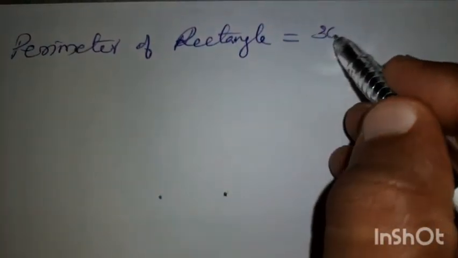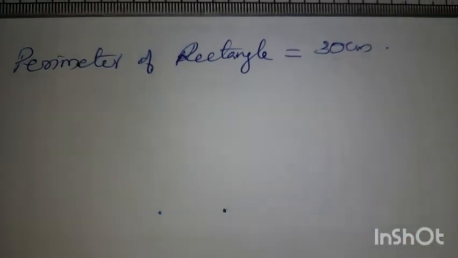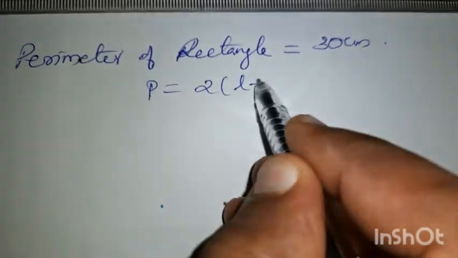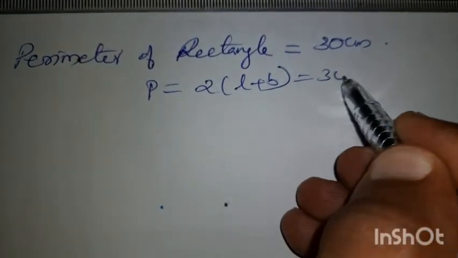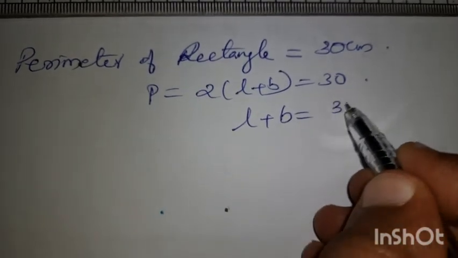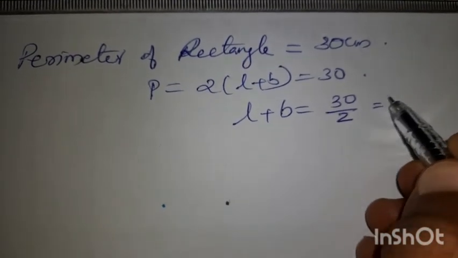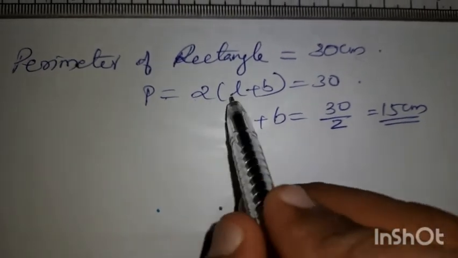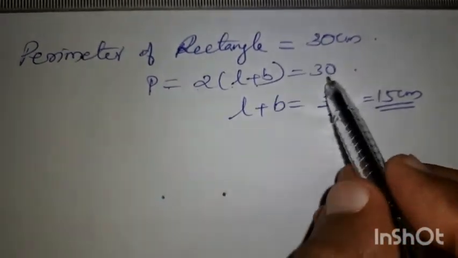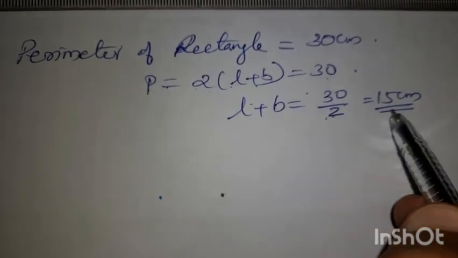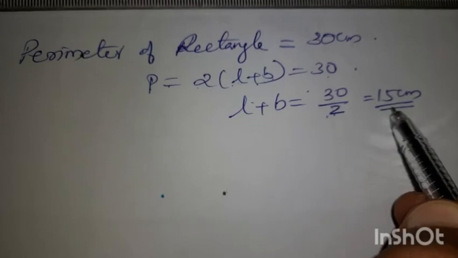The perimeter of the rectangle is 30 centimeters. Perimeter means 2 into (L plus B). That is 30 centimeters. So what is L plus B? 2 should be divided here. So 30 by 2, it is 15 centimeters.